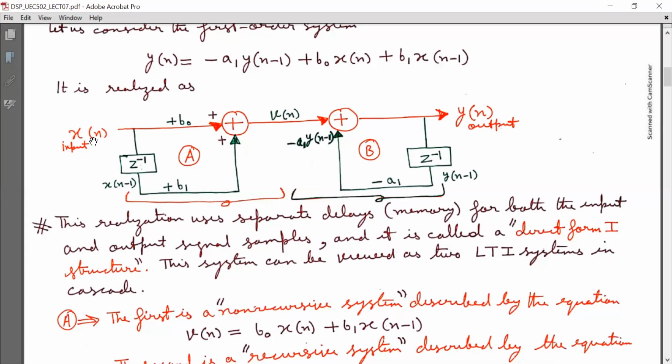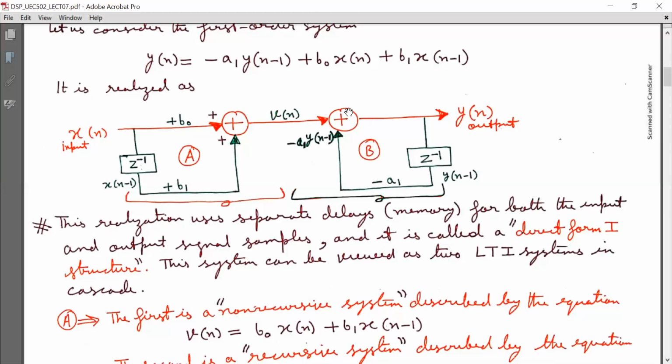Now here input x(n) is given, and this is going to be multiplied by b0 here, and here after this delay element, z inverse is showing delay element, memory element. Output is x(n minus 1), which is going to be multiplied by b1, and here adder is going to add the b0 x(n) and b1 x(n minus 1) to give v(n). Here v(n) is equal to b0 x(n) plus b1 x(n minus 1).